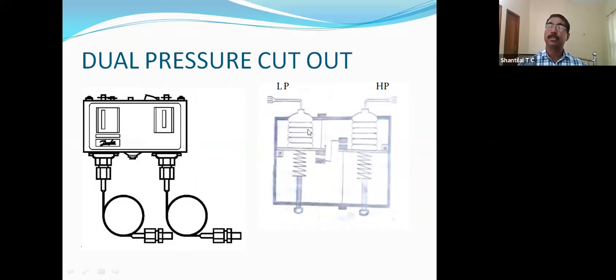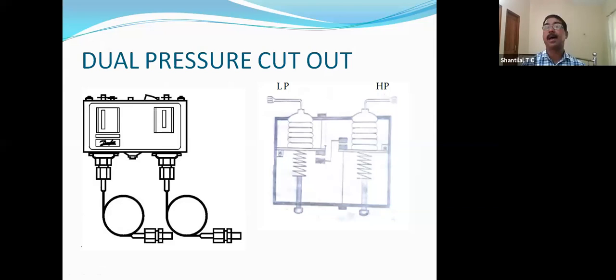When suction pressure decreases below the limit, what happens? This bellow will open and stop the motor. When suction pressure comes to normal, this will close and start the motor. Likewise, on the high side, when pressure increases above the limit, it will expand and open the contact points and stop the motor. When it is normal, it closes the contact point and starts the motor. In this way, it controls the motor. So it is the combination of low pressure and high pressure side controlling.